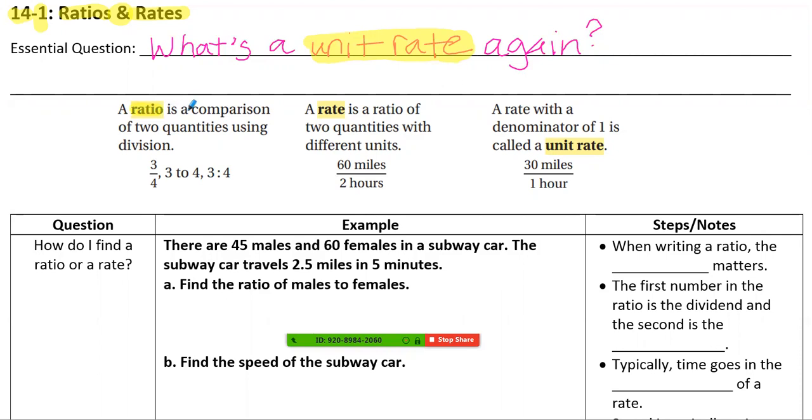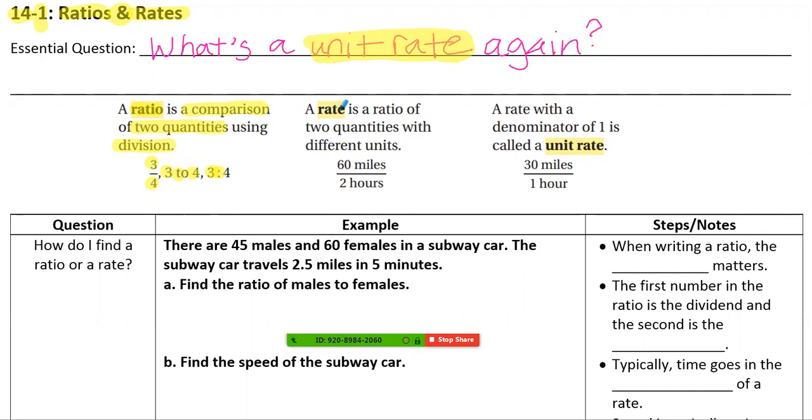A ratio is a comparison of two quantities using division. 3 to 4, 3 to 4, 3 to 4. These are all the exact same ratio written in different forms: fraction form, with the word "to," and with a colon. So you might have like, I don't know, 3 SpongeBobs to every 4 Patricks, right?